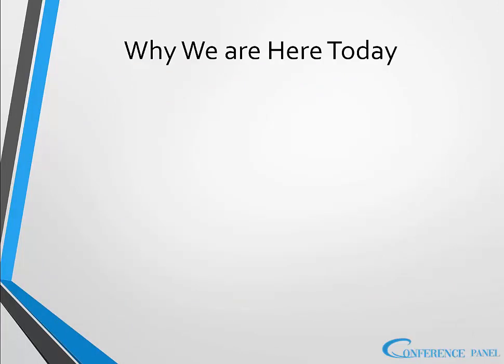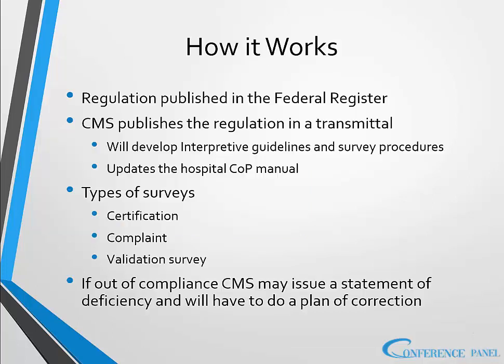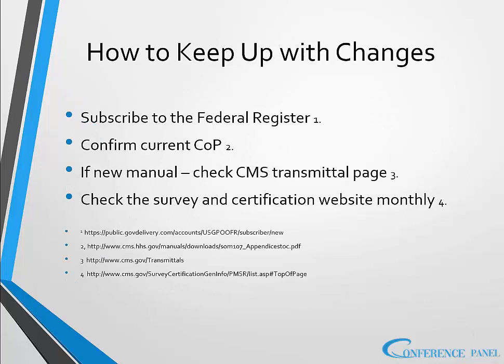Well, I want to do a brief introduction on why we're here, and that's so if you're a facility, of course, you don't want to get one of these. That's when the state or accrediting organization comes out, does their survey, and they find deficiencies where you have to develop and present a plan of correction. How does it work? The regulation itself starts in the Federal Register. From then, CMS publishes it into a transmittal that just tells everybody, hey, this is out there. And then they develop guidelines and survey procedures for their surveyors.